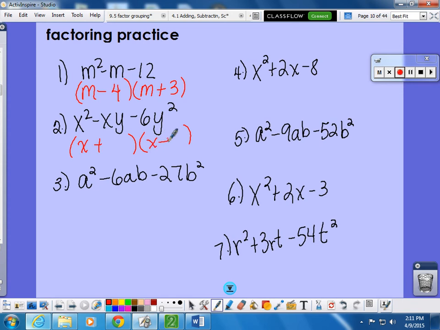Alright, let's look at number 2. I need factors of 6, and there aren't many of them, that I would subtract to get me a negative 1 in the middle. So I need 2 and 3. And which one needs to be negative since the middle is negative? 3 needs to be negative. And I need what with it for y squared? Y.